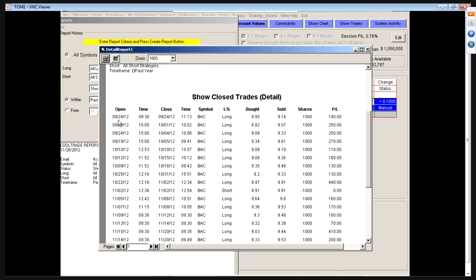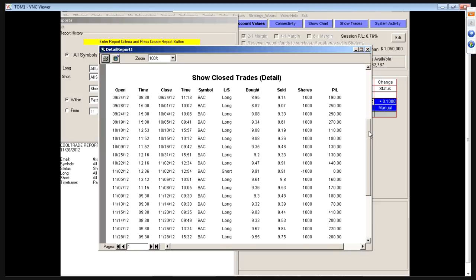So, just doing a report for the last year, it's going to tell you when it opened the position, what time it opened the position, what date it closed the position, what time on that date it closed it, what the symbol was, whether it was on the long side or the short side, what it bought it for, what it sold it for, how many shares, and what it made for profit.